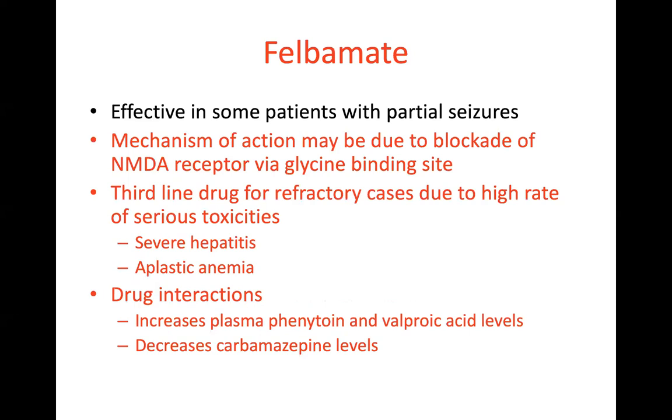Felbamate is a drug. This one seems to be a little bit different. It blocks the NMDA receptor by binding to the glycine binding site. This one is basically not used as a first-line drug. It's usually reserved to third or fourth line because of serious toxicities. So in particular, the concerns we have with felbamate are going to be severe hepatitis, aplastic anemia. So what we're going to need to do is be monitoring closely for these particular toxicities.